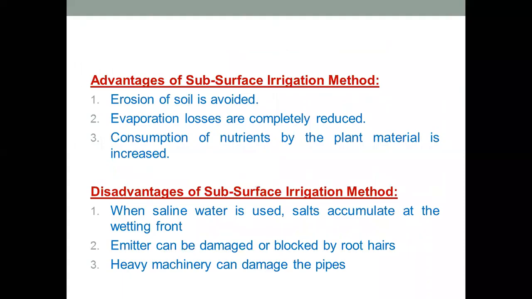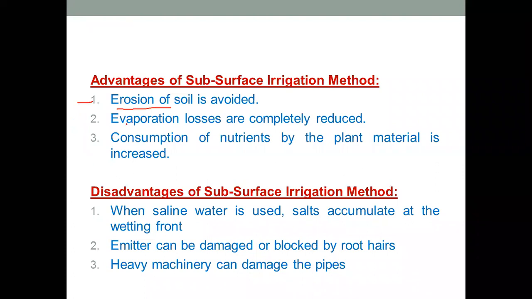Now we'll see some advantages and disadvantages of the subsurface irrigation method. The first advantage of the subsurface irrigation method is that erosion of the soil is avoided. As we are providing water underground, there will be no transportation of the soil above the ground with water, so the erosion of soil is avoided.